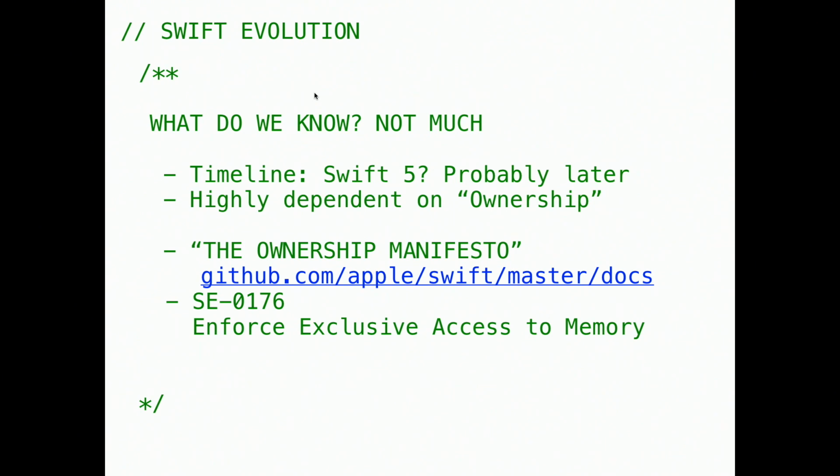And the first step is actually a proposal that's already been released, and I think accepted, which is SE-0176. That's about enforcing exclusive access to memory. And both of those documents, by the way, have sections specifically on how this would affect any kind of concurrency model. So a lot of it went over my head, I'll be honest with you, but you can actually follow along with a lot of it as well and get a lot out of it.